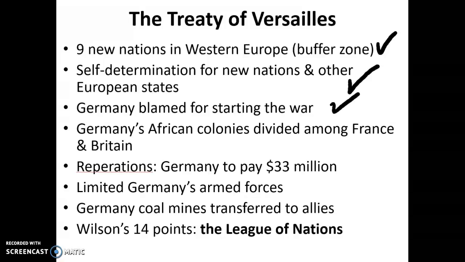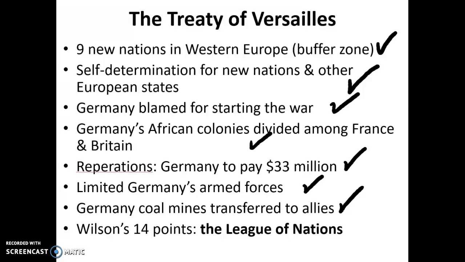Germany was blamed for starting the war according to the Treaty of Versailles. All of the colonies that Germany had in Africa were divided among Britain and France. There were also reparations. Basically, that means Germany was supposed to pay $33 million to the winners. It also limited Germany's armed forces. It said that they couldn't have a major armed force. The codes that Germany used to build its army were transferred to the Allies.